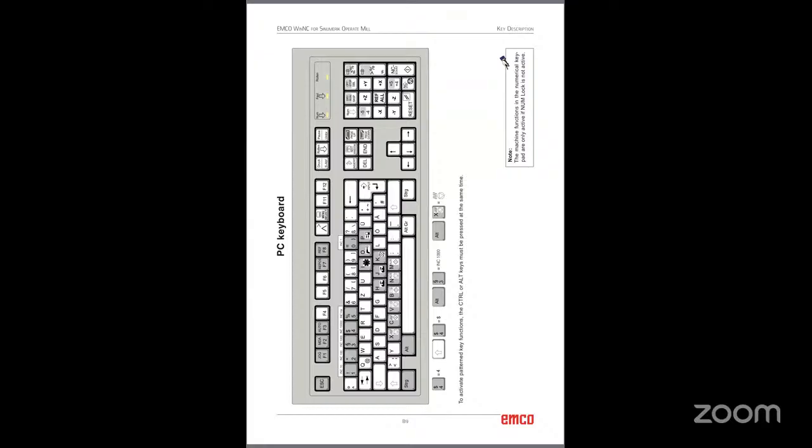So next is the PC keyboard. In order to use some shortcut functions, you should use Control plus Alt. For example, Control C copy, Control V paste, Control Z undo, etc.